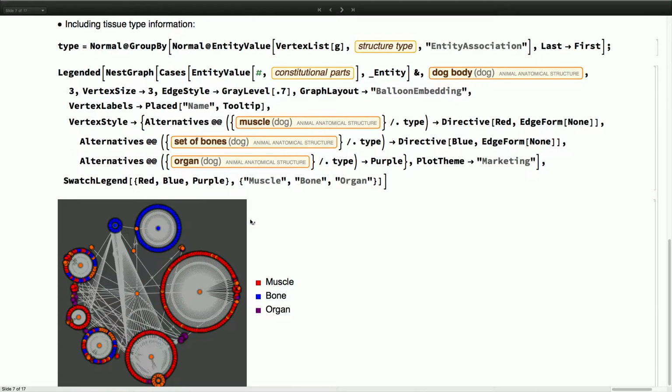And in the next example, we use the same function, but including the tissue type, or structure type, information. So now muscles are colored in red, bone tissues are in blue, organs are in purple. So this tells us that muscle tissues occupy a large part of the dog's body.